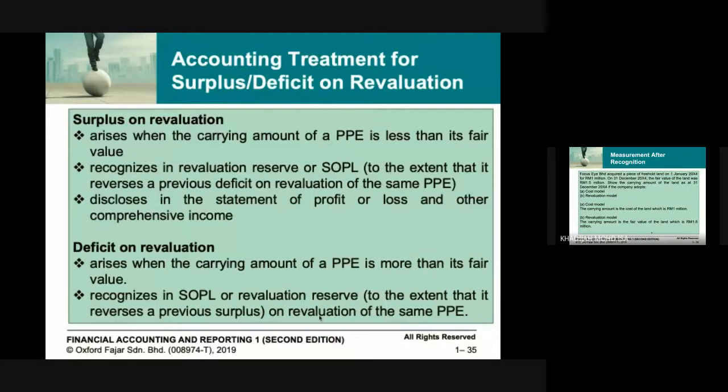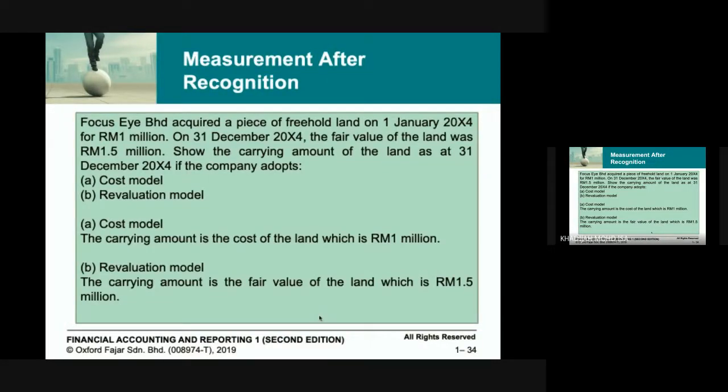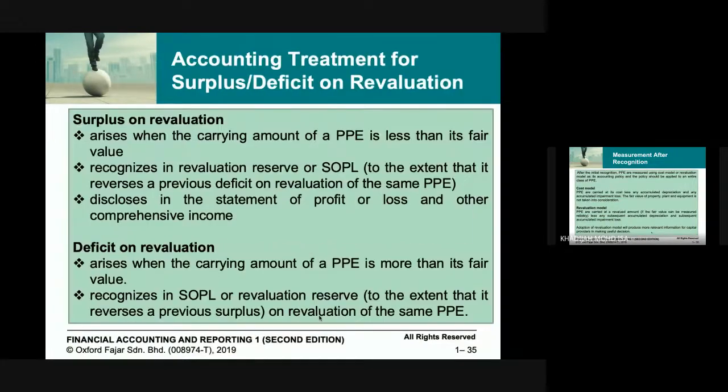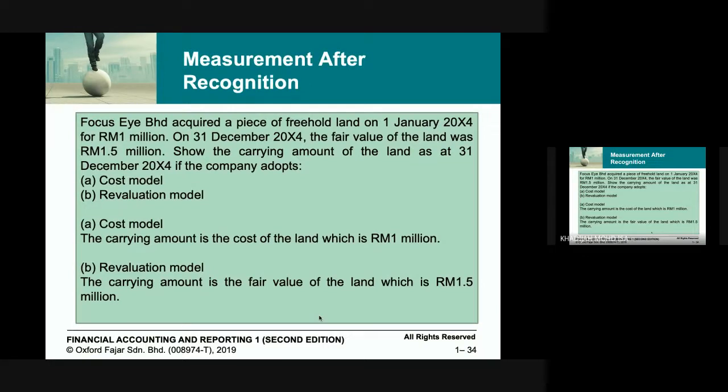So for example here, the cost is 1,000 and now the fair value is 1.5. So under the revaluation model, there's a surplus in the revaluation. Why? Because the carrying amount of PPE, which is the 1 million, is less than its fair value. You know that the carrying value is 1 million, the fair value is 1.5 million. So there's a difference of 500,000 there. All right, the 0.5 million difference is a surplus because the fair value is higher than the carrying value.